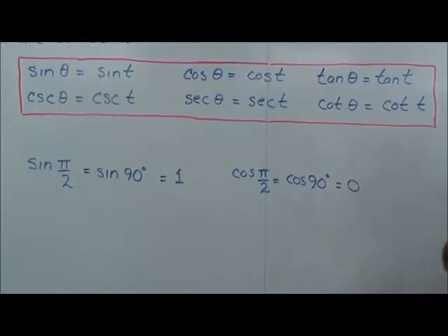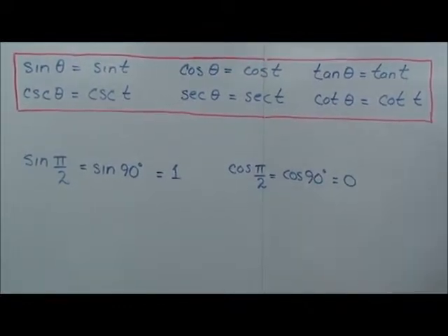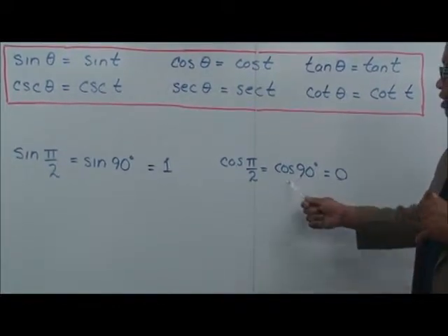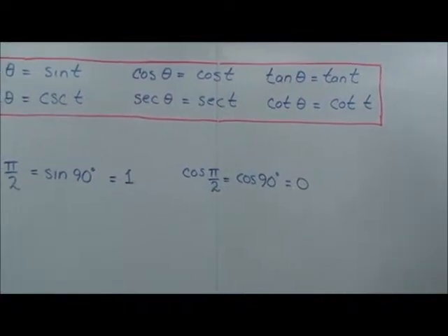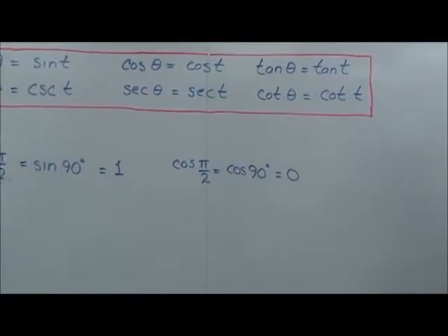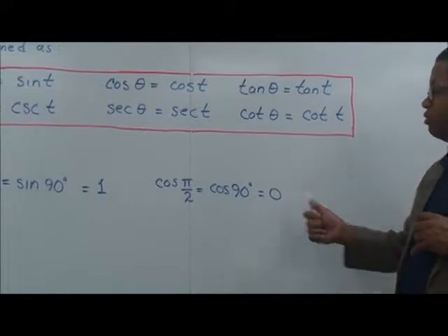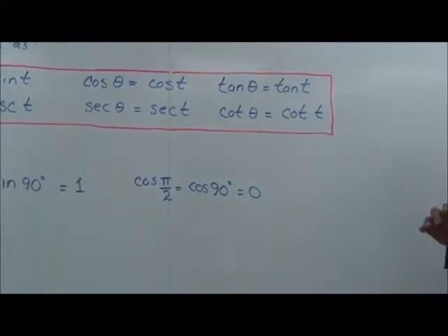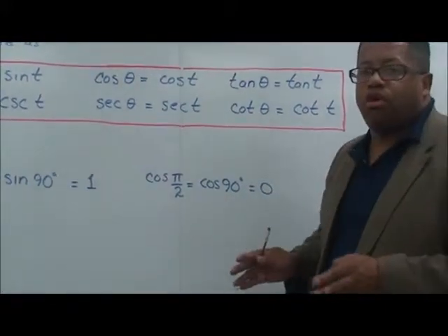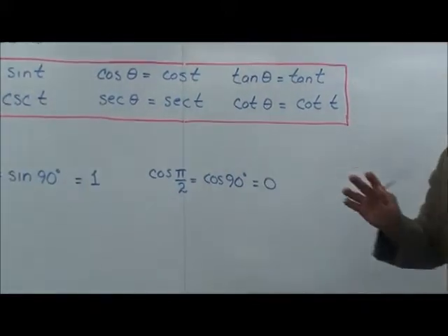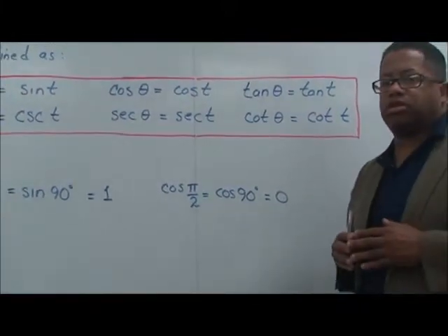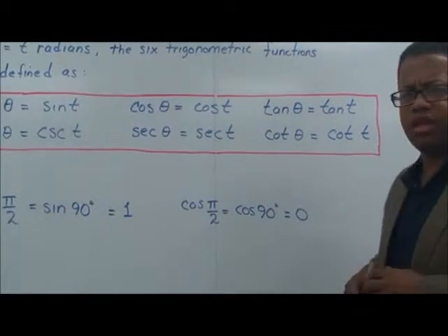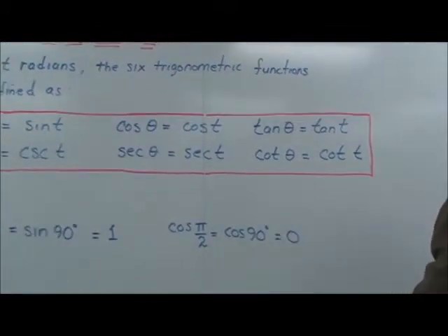And also cosine 90, which is the x component of the point, is going to be 0. So cosine 90, cosine pi over 2, which is cosine 90, will equal 0. And we'll talk more about that later on. We're going to talk about the unit circle in depth in later videos to come. For right now, let's go ahead and do a problem.